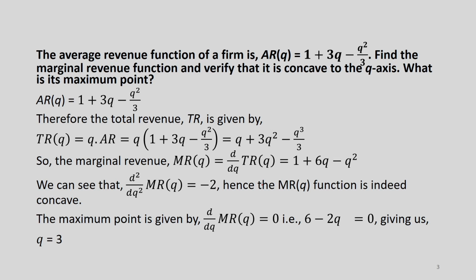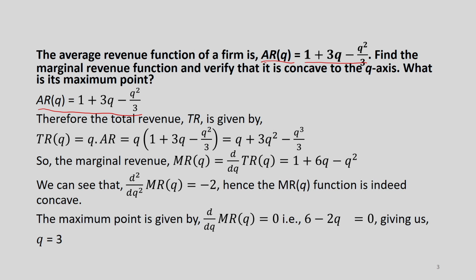The average revenue function of a firm is given to be this AR(Q). It is given to be 1 plus 3q minus q squared divided by 3. Find the marginal revenue function and verify that it is concave to the q axis, and what is its maximum point. Okay. So, the average revenue function is given to us, and we have to figure out the marginal revenue function.